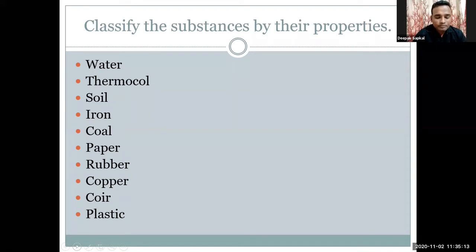Now the next point is what? Matter. What is called matter? Matter kise kaha jata hai? Now what are the properties of matter? Next please, ma'am.